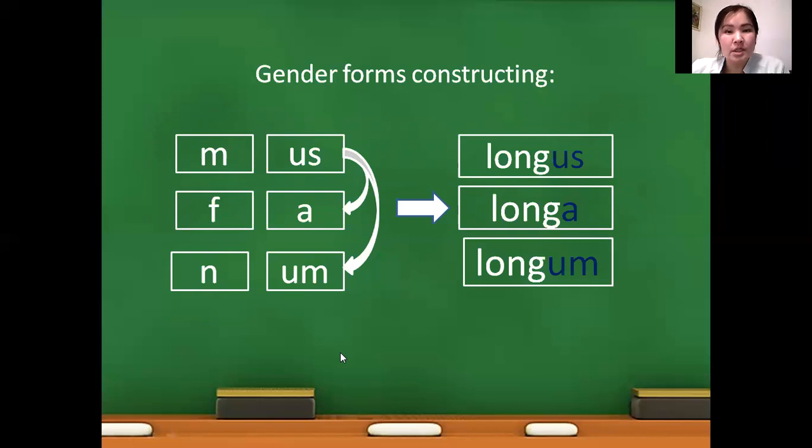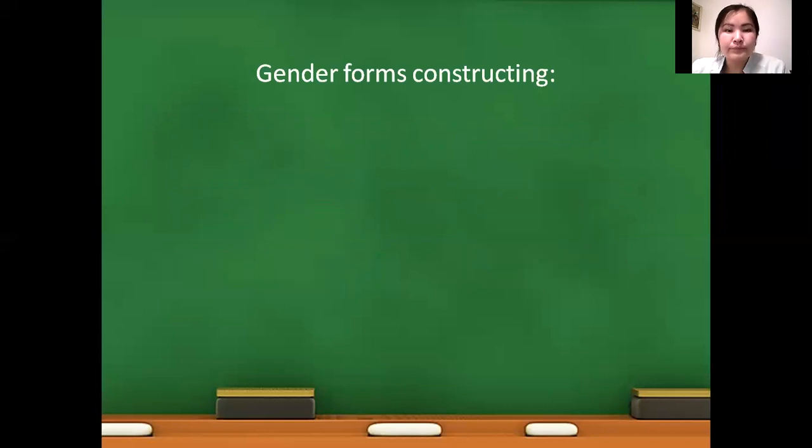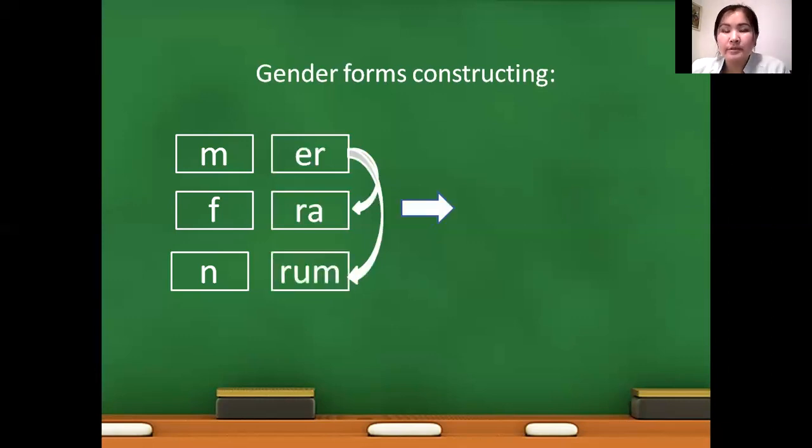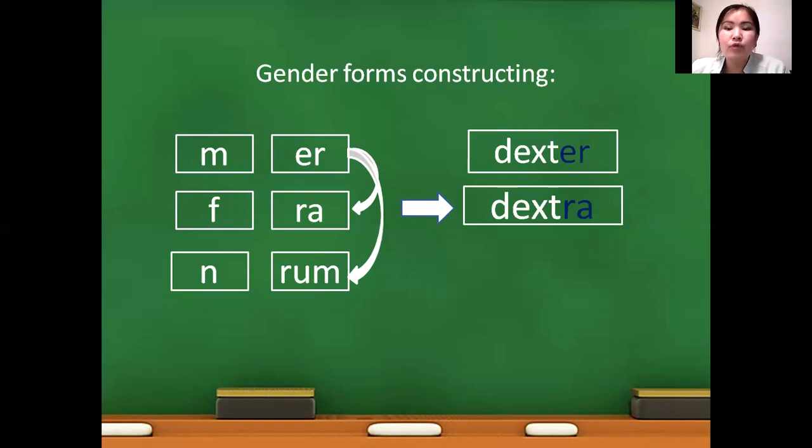So, longus is the male form of long. Longa, the female form of long. Longum, the neutral form of long. If an adjective has the ending er, for constructing femininum, er we change to ra. For constructing neutrum form, er we change to rum. Let's see examples. Dexter, ending er, we change to ra. And we got the femininum form dextra. Er we change to rum. And we got the neutrum form dextrum. So dexter, the male form of right. Dextra, the female form of right. And dextrum, the neutral form of right.